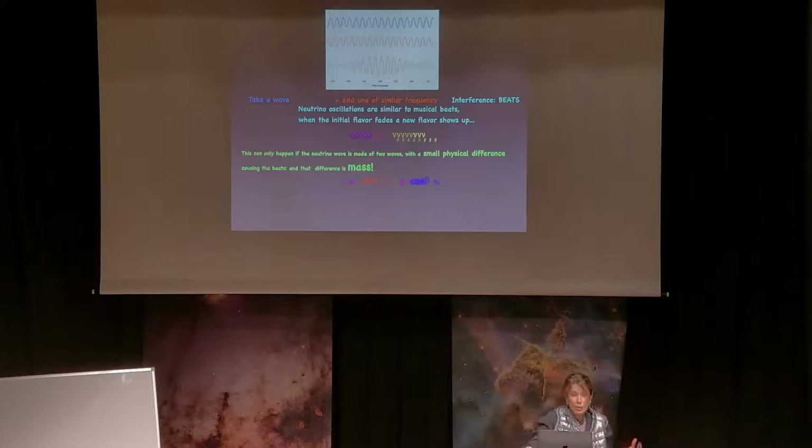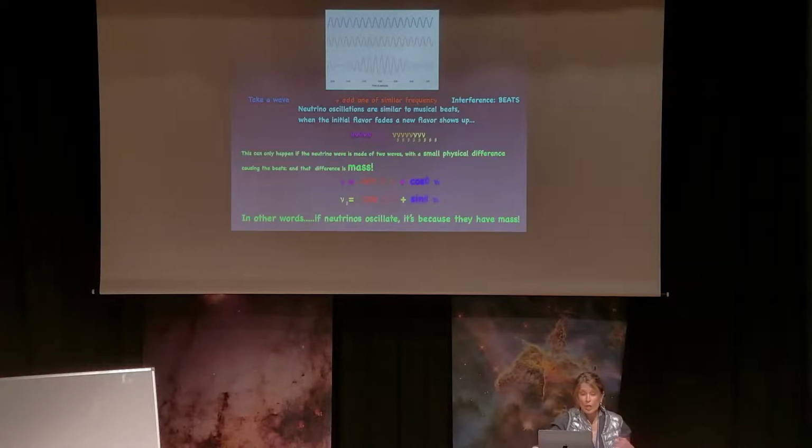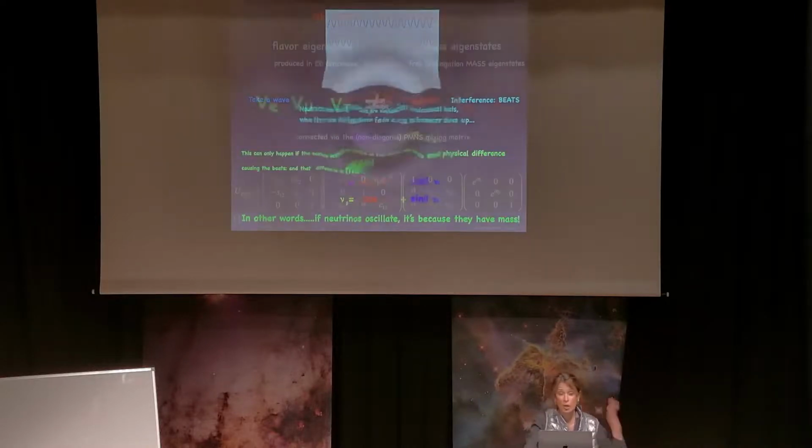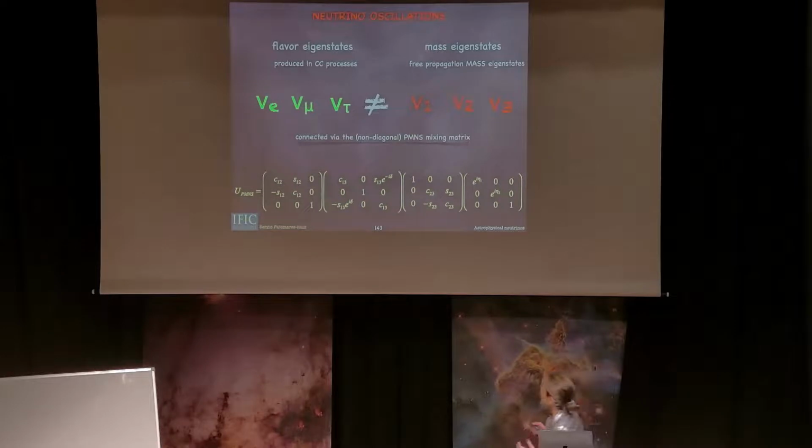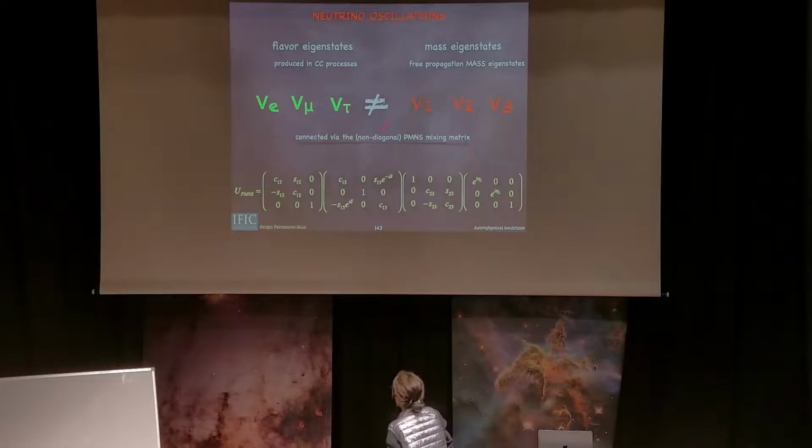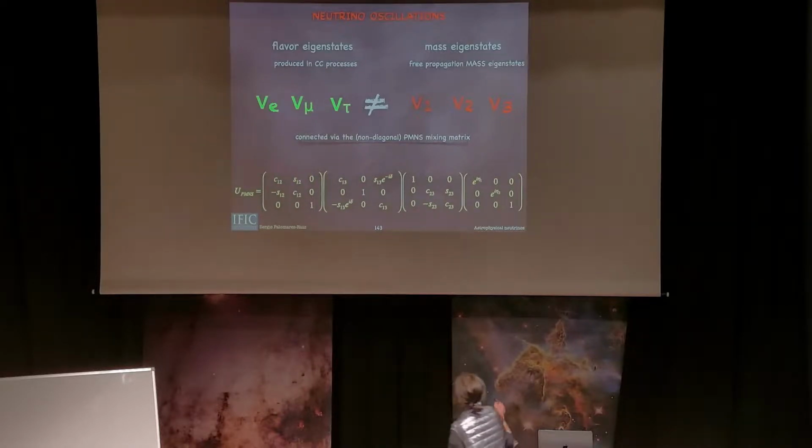And here I show you that neutrinos mix, as other particles do, as in the quark sector. So if neutrinos oscillate, it's because they have mass. What happens is that we produce neutrinos in charged current processes, I just told you, for instance, in the case of pions and muons. But they don't propagate as flavor eigenstates. They propagate as mass eigenstates.